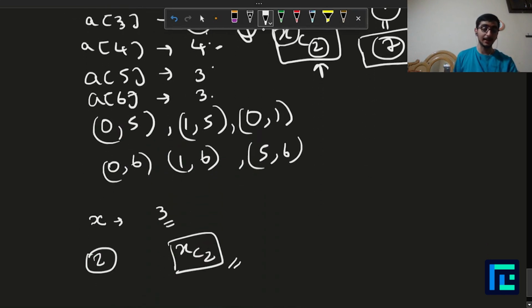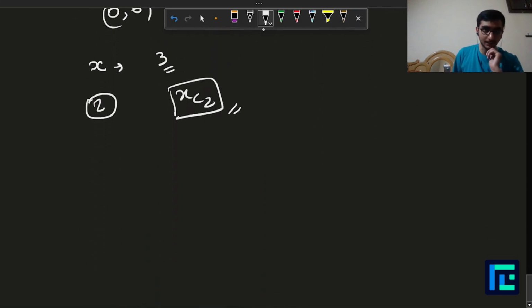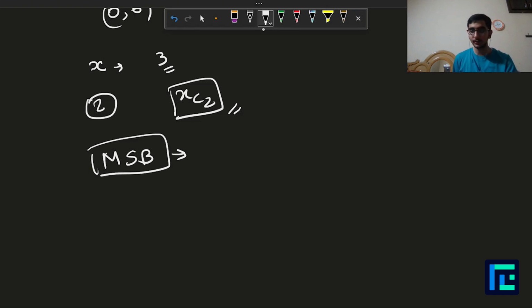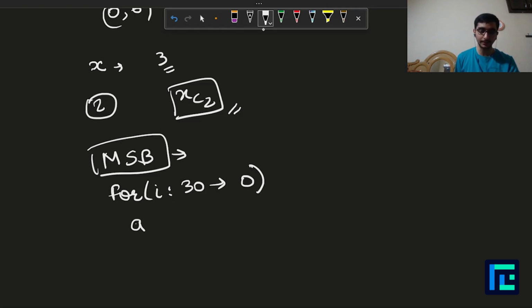And now let's calculate the time complexity of this approach, right? Now the first part of the algorithm is to calculate the position of my maximal set bit, right? And how do I calculate that? What I can do is run a simple for loop for j going from 30 to 0. And for every A of I, I would calculate A of I bitwise AND with one left shift j times.